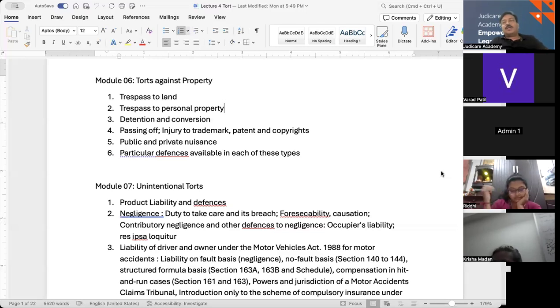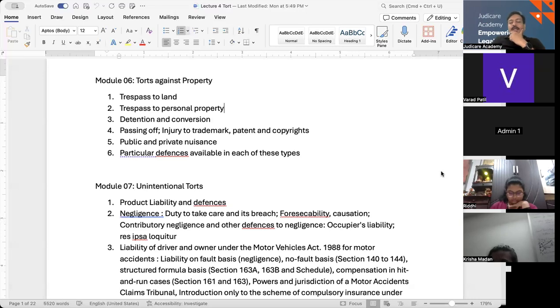Now we move to chapter 7, which is unintentional torts. So there are many unintentional torts. We talked about it earlier, about motor accidents. Nobody comes out on the street to have an accident. So the very first one is product liability and defenses around that.